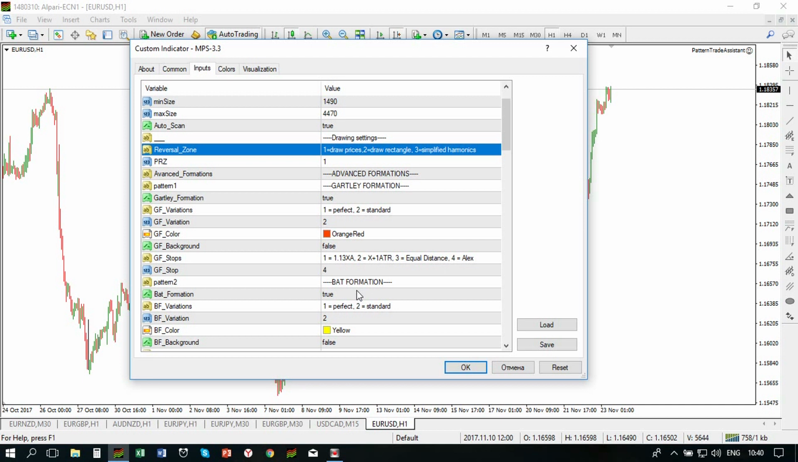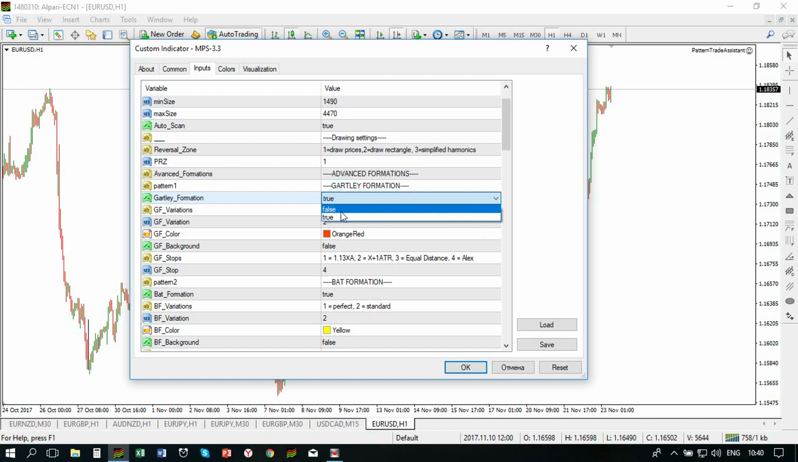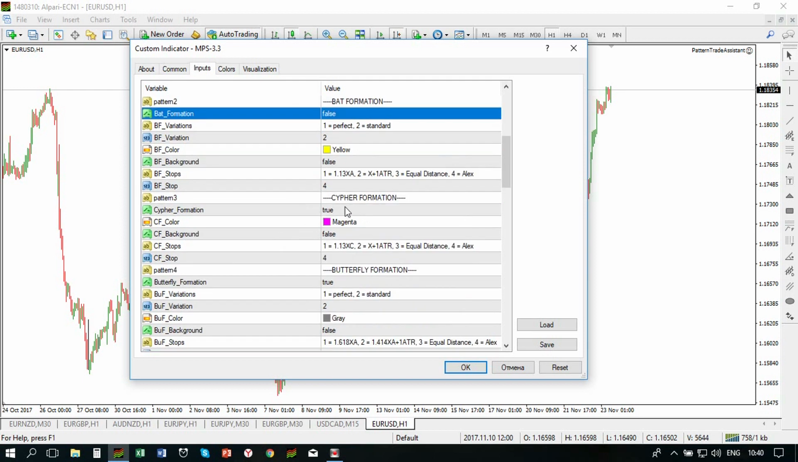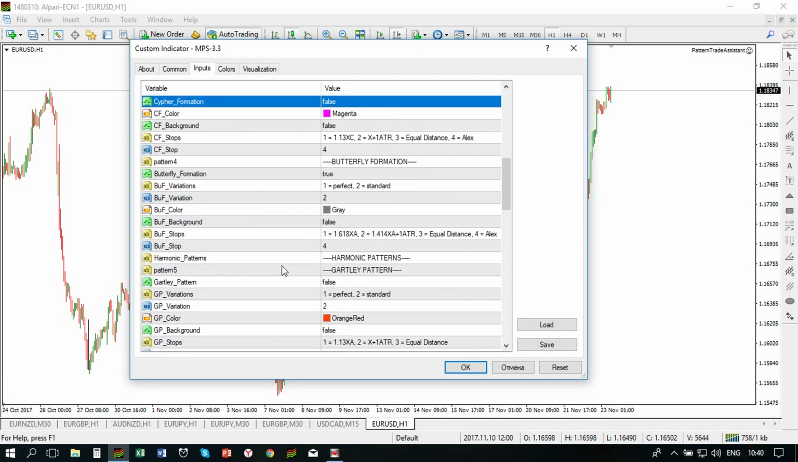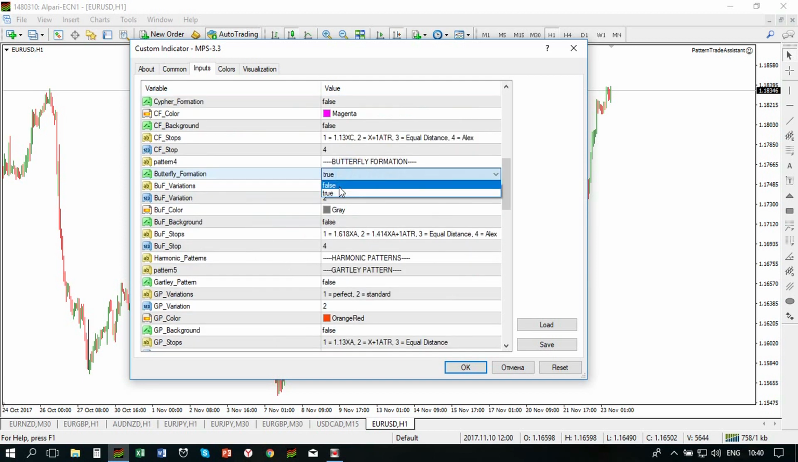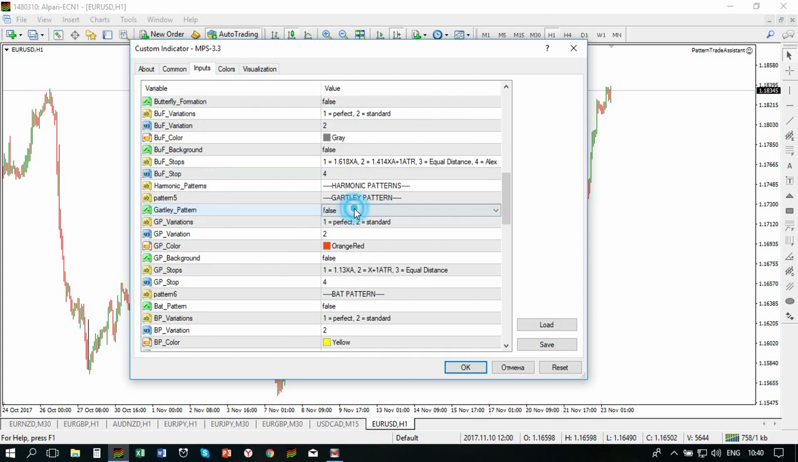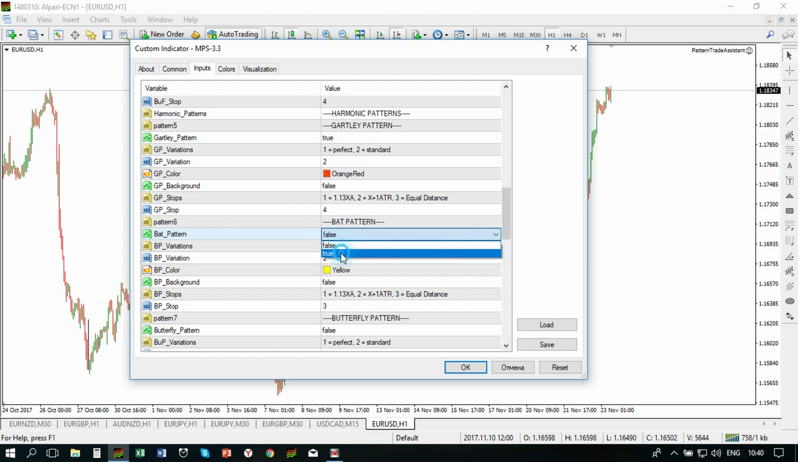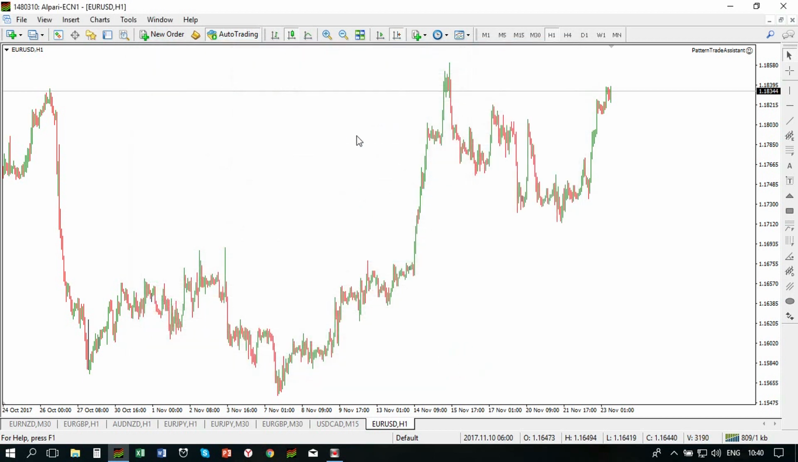So let me disable, false. Disable the formations and enable patterns. False, false. Now the section of patterns, true. Let's say bat pattern, true. Enough. It doesn't matter what patterns we have. So we have a pattern. It is a bat pattern. Yes, you see three prices.